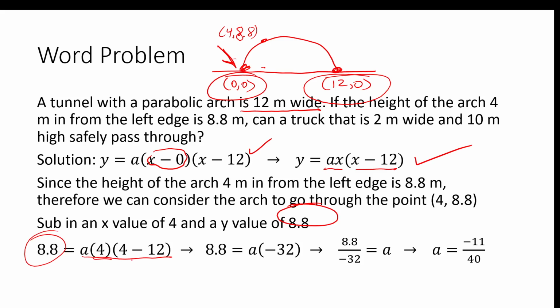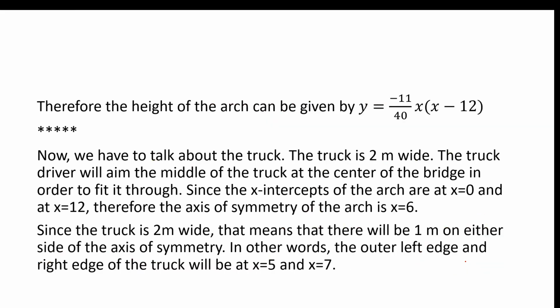So 4 times 4 minus 12 is the same as negative 32. So we get 8.8 equals a times negative 32. In other words, a is 8.8 over negative 32, which simplifies to negative 11 over 40. So now we're able to say that the equation of the arch is given by y equals negative 11/40 times (x minus 12). Now we're going to use a little common sense.